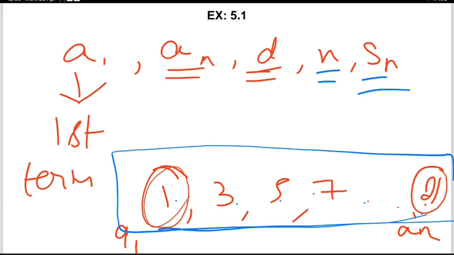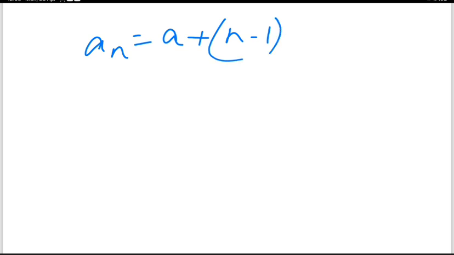So let's go to the first question of the exercise. Before going into that, I will give you some formulas. You just note them down. An is equal to a plus n minus 1 into d. This formula is useful when you need to find the last term of the AP.